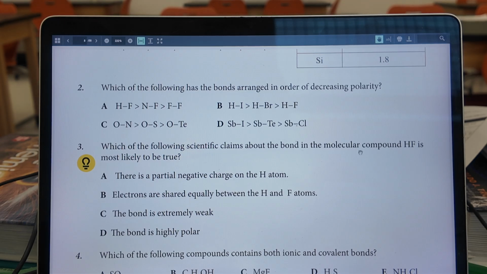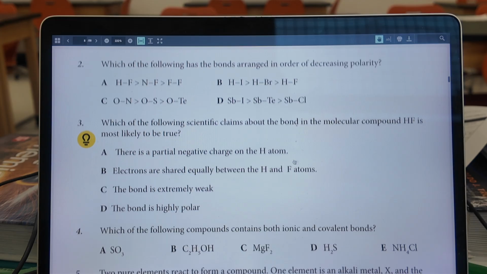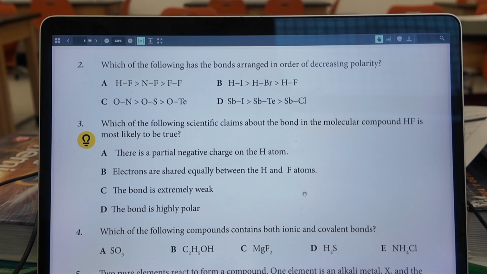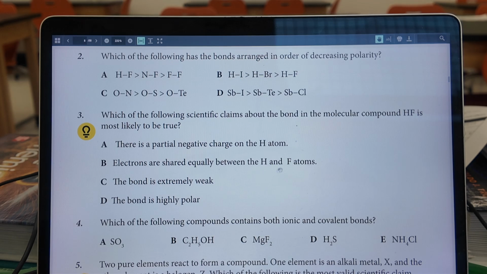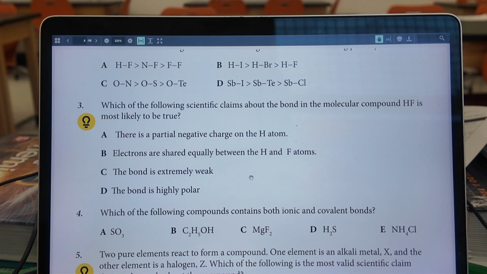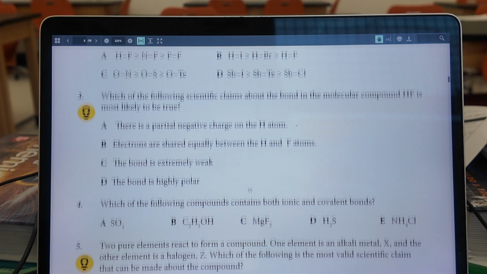If it's around 2, and H and F we saw is around 2, they're not sharing anything equally. Fluorine is much more electronegative, so it's going to pull much harder on the electron than H. It's pretty much going to have the electron. The bond is extremely weak? That's not true. But yes, here the bond is highly polar because one is very electronegative and the other one is not very electronegative at all. And H is going to be straight up a positive and a negative charge, and that exactly is the definition of polar. So it'll be D. The bond is highly polar.